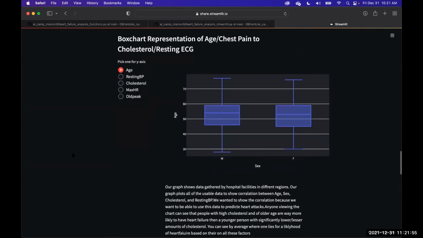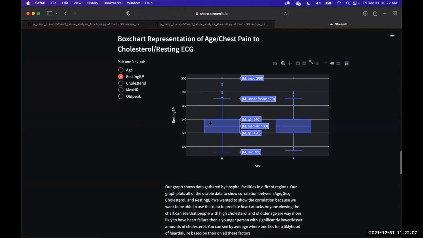All right, the box chart is comparing all these variables: age, resting BP, cholesterol, max HR, and old peak. Pretty much anything within the box means that on average these people did not have heart disease, and anything outside of the box, the outliers, are people in ranges that are more likely to have heart disease.